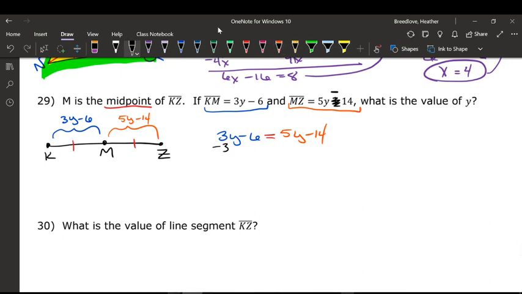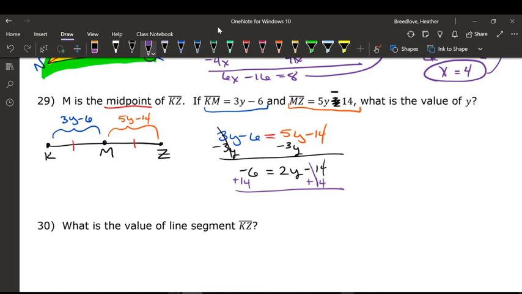So I'm going to subtract the 3y. Negative 6 equals 2y minus 14. Add the 14. So 8 equals 2y. And the last thing is to divide by 2. So 4 equals y.